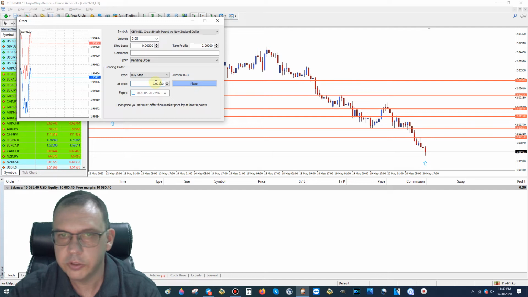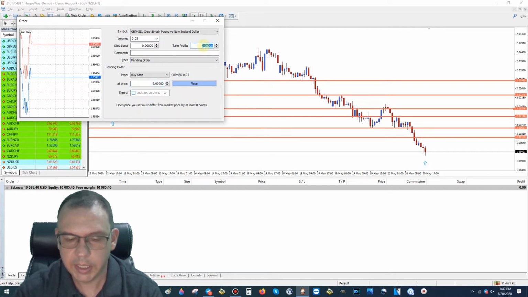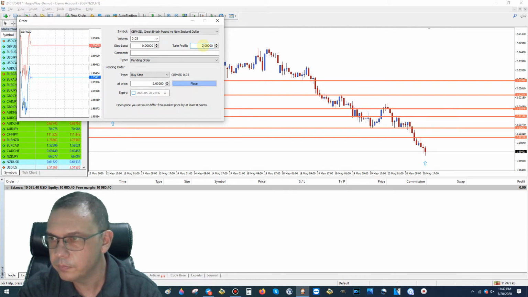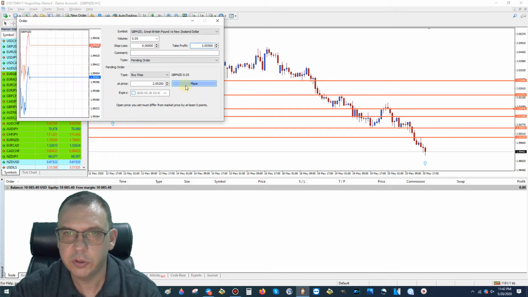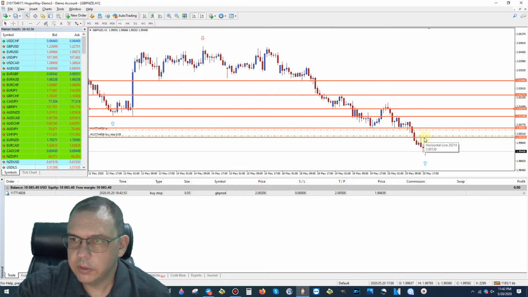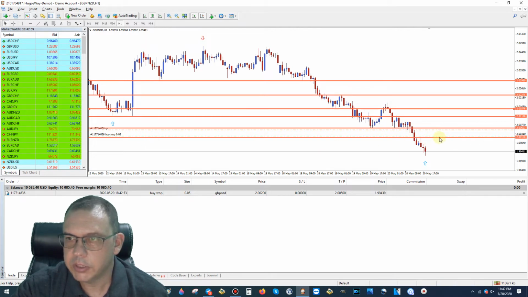I'm going to say 200 just to make it even, and take profit is going to be 2.00500. Okay, that'll give me a few hundred pips right there. And you see right here, this green line is your buy stop, which is slightly above, and you have a TP for take profit, which is slightly below this line right here.